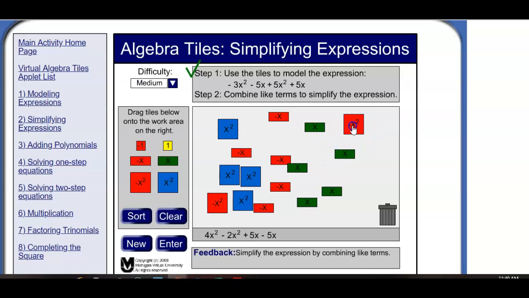Well, here, it has to be the same type of tile or the same type of term in order to combine them. They have to be like terms, like these both have to be just x's. These both have to be just x squareds in order to combine them, or it won't combine.